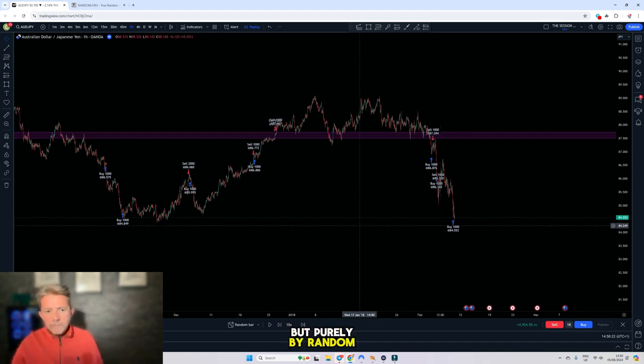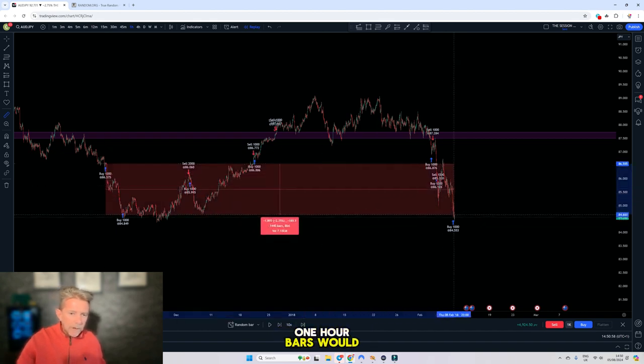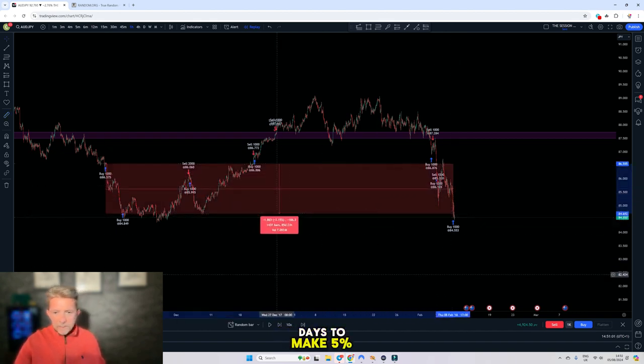but purely by random. Now, you could have been flipping a coin on those decisions, but the fact of the matter is that with no indicators and very careful money management and just watching areas of support and resistance and understanding that markets react to resistance and they react to support, we've just entered blind trades and made 5% on the account. And let's look at the period of time that it took to do that. There'd be no sleepless nights and no long hours of day trading, because these were 1 hour bars, it would have taken you 86 days to make 5%.